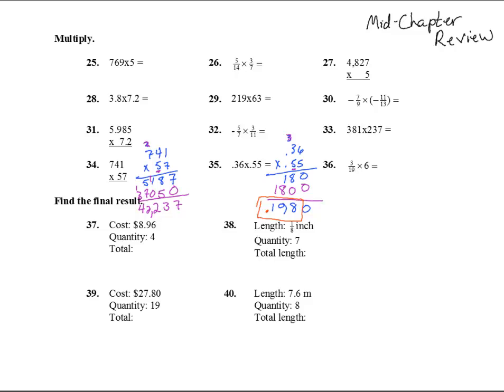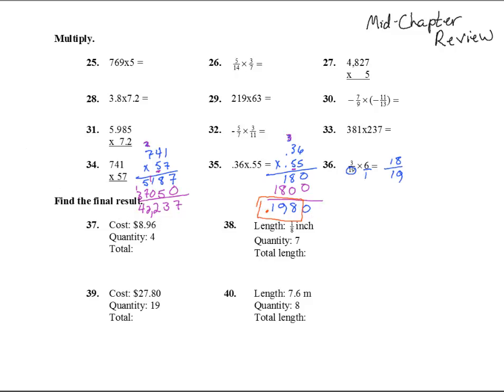Okay, number 36. 3/19 times 6. Now, if we remember, we either think of this as just times the top one, because you have like 3 apples times 6 would give you 18 apples. And so the denominator is not going to change. Or if you'd like to think about this number as a 6 over a 1, then you have 3 times 6 is 18. 19 times 1 is 19. So either way you'd like to think about it is fine.